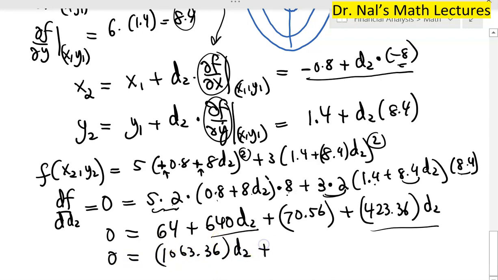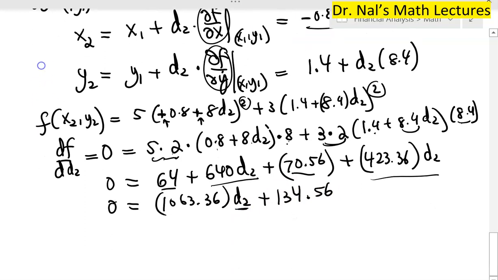d2 plus the constants, which would be 70.56 plus 64, 134.56. And again, I need to find my step function d2 here. So as the length of the step, how much should I walk? d2 comes out as, let me just do the calculation, 134.56 divided by 1063.36. That's 0.13, again negative, so telling me that I should walk downhill. It's reminding me to walk downhill here.